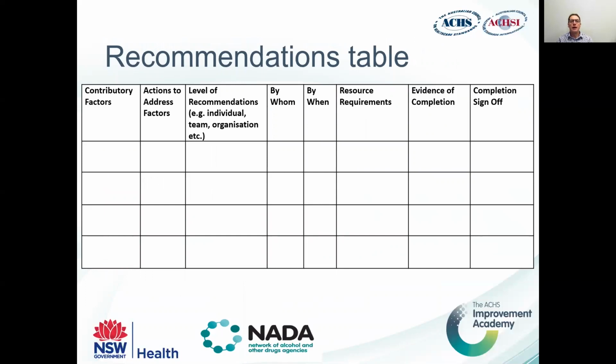So recommendations will be developed and they'll be presented in a table like this. It may not look exactly like this, but we just want to show you this to make a couple of points. The first point is that recommendations are not random, they are linked to contributory factors. These are the contributory factors that are found within the London Protocol investigation. So there's a direct link between contributory factors and actions or investigations, which is the second column. The third column is where the recommendations are kind of focused.